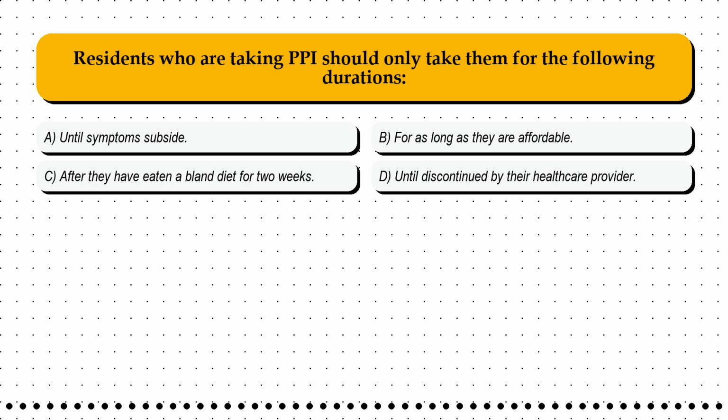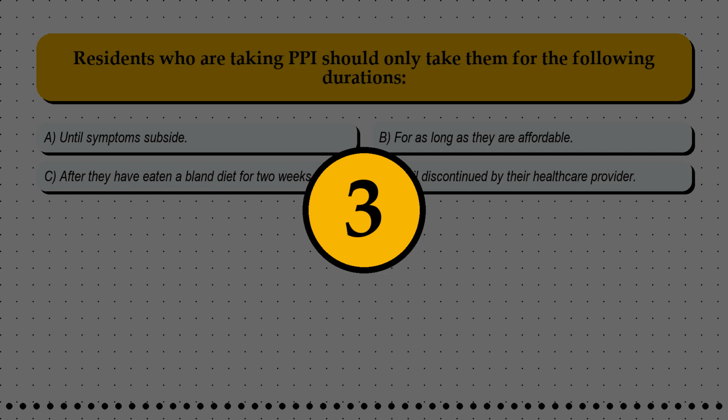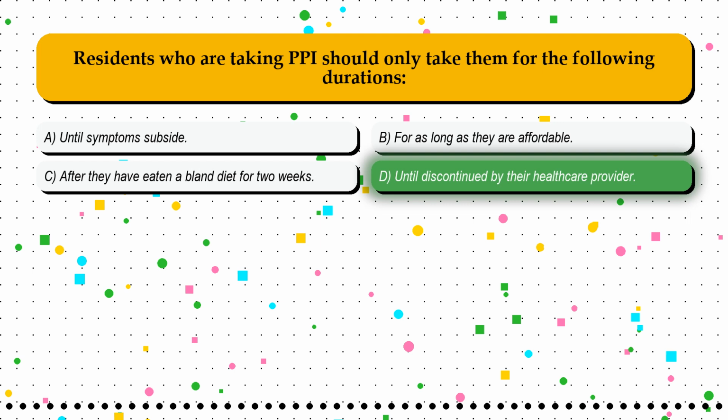Option A. Until symptoms subside. Option B. For as long as they are affordable. Option C. After they have eaten a bland diet for 2 weeks. Option D. Until discontinued by their healthcare provider. The correct answer is option D. Until discontinued by their healthcare provider.